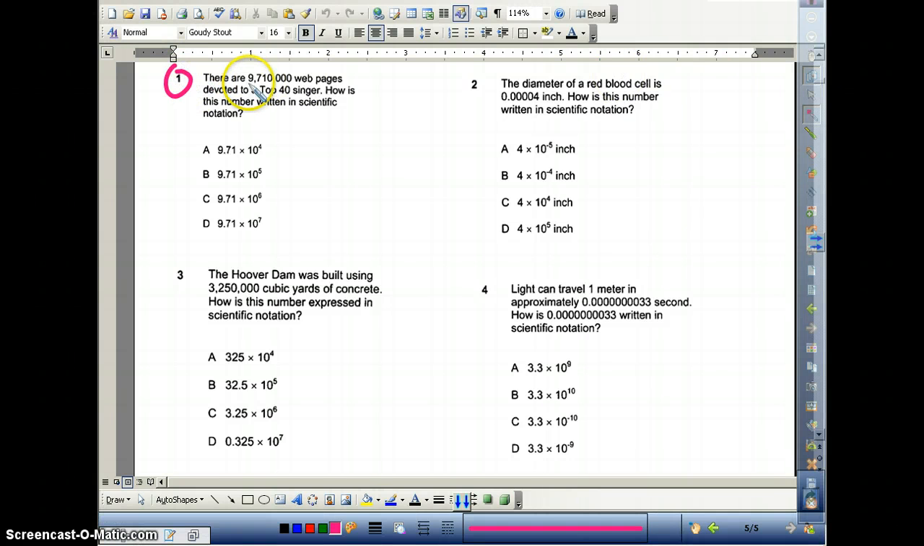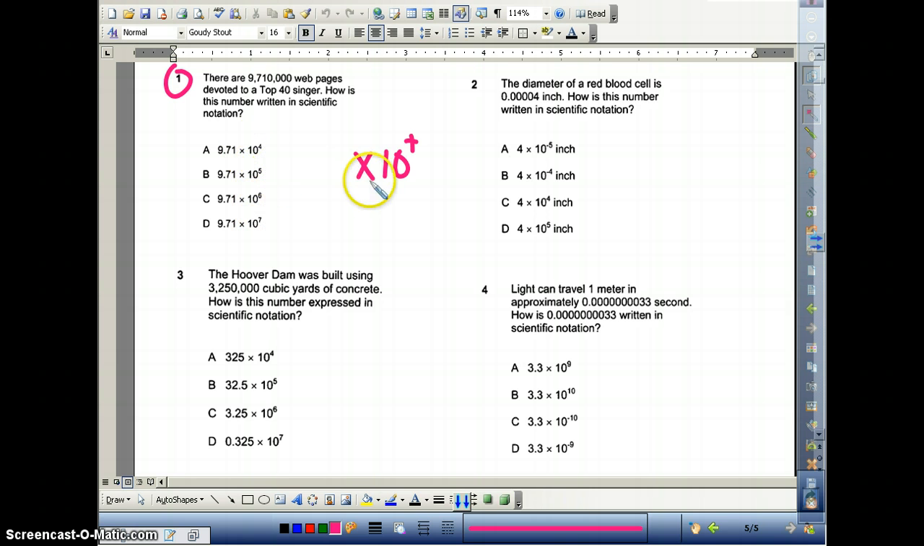There are 9,710,000 web pages devoted to top 40 singers. What is this number written in scientific notation? That's a really large number, so my exponent on my 10 is going to be positive. Well, first of all, are these all positive?